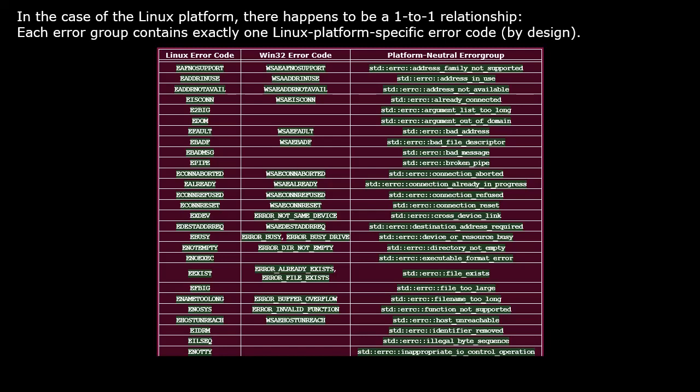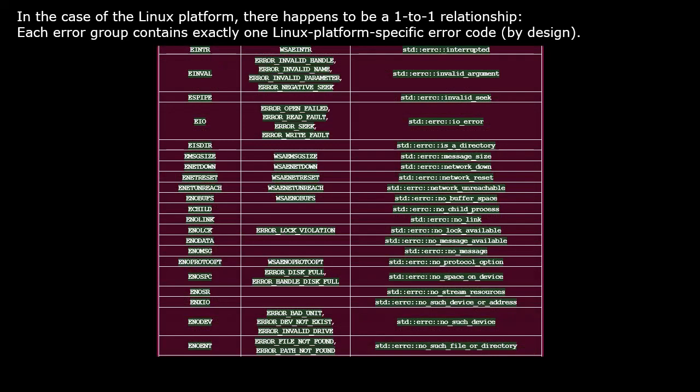In the case of the Linux platform, there happens to be a one-to-one relationship, where each error group contains exactly one of Linux's platform-specific error codes.